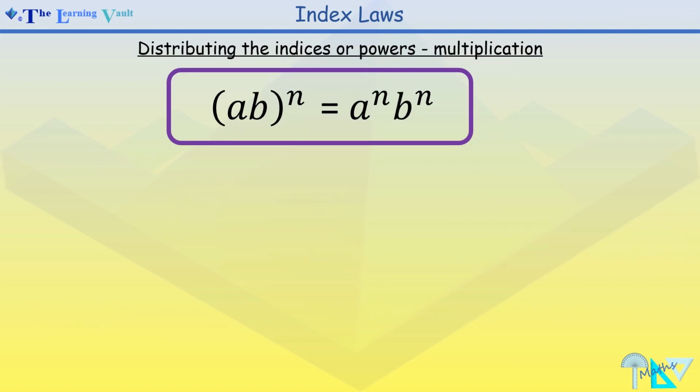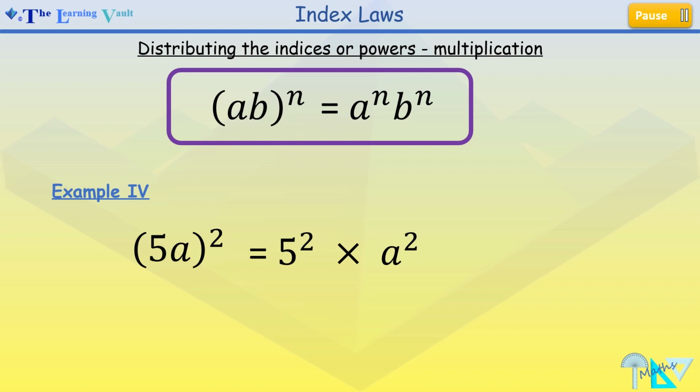Next index law, distributing the indices in multiplication. Let's look at example 4. You may pause and have a go. Now we've got 5a in brackets, all squared, which is equal to 5 squared times a squared. This leaves us with 25a squared.